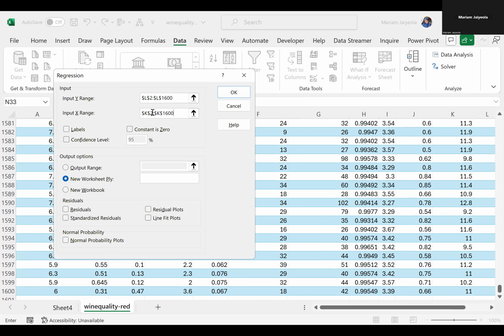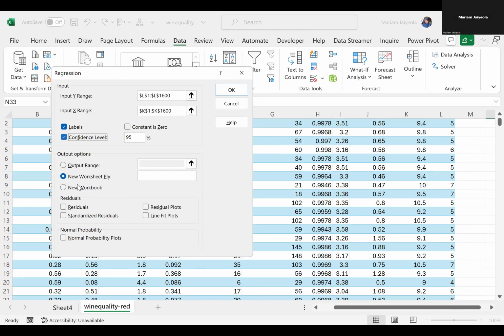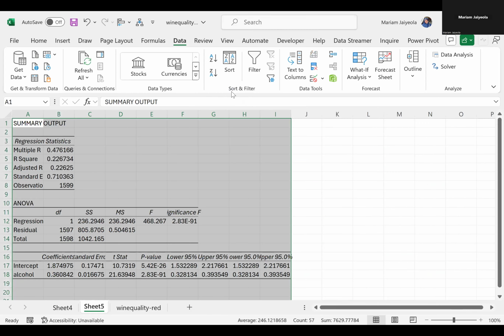Let me include the labels. I want to select it again. Yeah, include the labels. I want it to show the confidence level. So the output should be on a new worksheet, and I'll press OK. So this is the output of a simple linear regression.